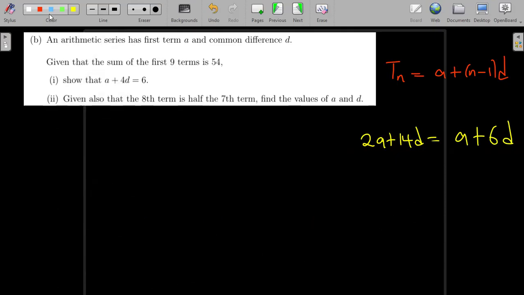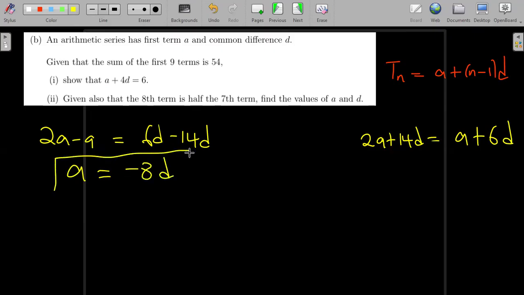Okay, so now let's rearrange it nicely. If we get the like terms together, what are we going to have? We're going to have 2a minus a is equal to 6d minus 14d. So this will be a is equal to minus 8d. Okay, so wherever there's a, we're going to put this here.